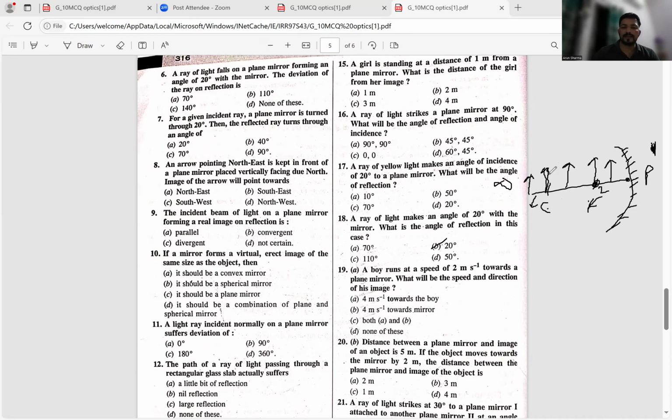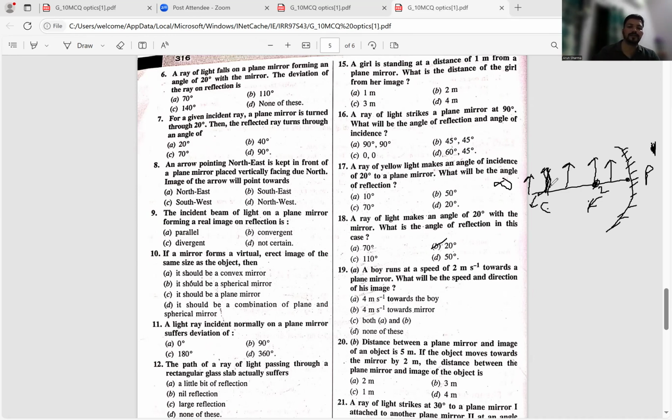If we place the object at the center of curvature, the image is also formed at the center of curvature, and it is real, inverted, and the size of the image is equal to the size of the object. And if we place the object beyond the center of curvature, the image is formed between C and F, real, inverted, diminished. At infinity, the image is formed at the principal focus.